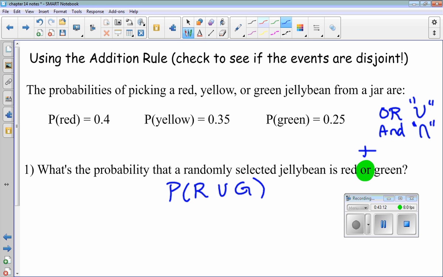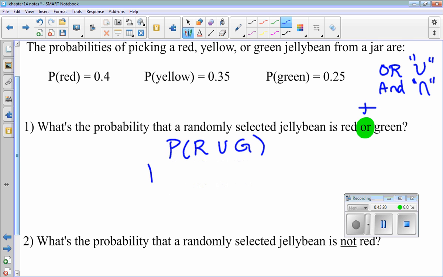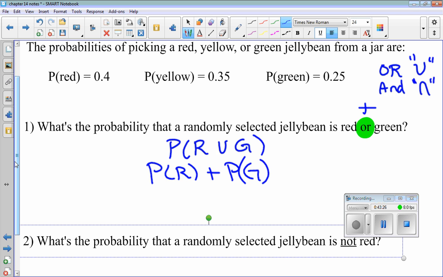All right, so how do I do that? We know they're disjoint. There's no overlap to subtract off. So it's just simply going to be the probability of red plus the probability of green, because there is no red and green, right? So it's just simply going to be 0.4 plus 0.25, or 0.65.